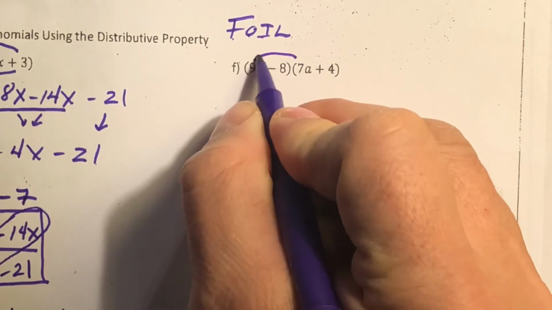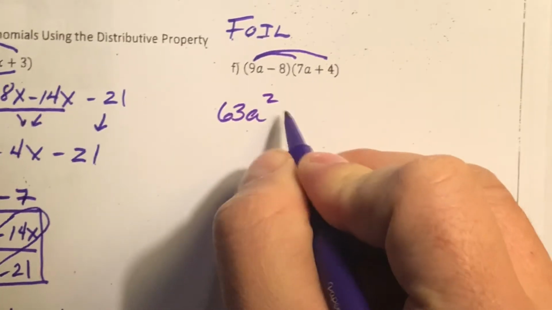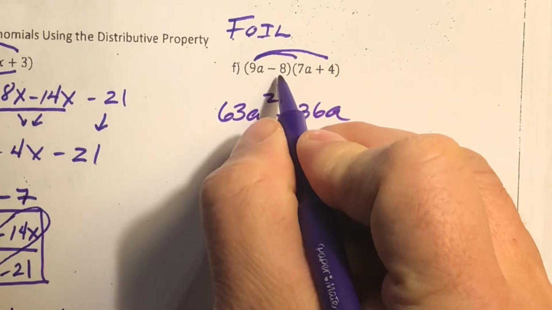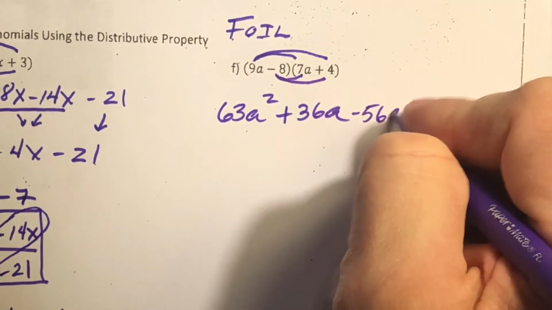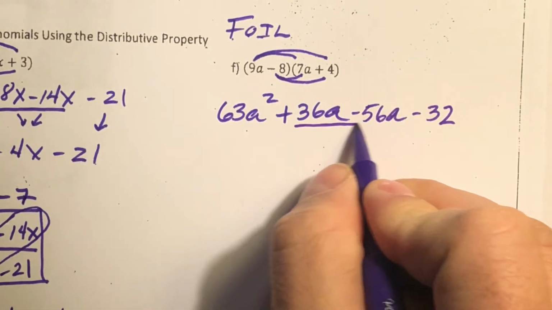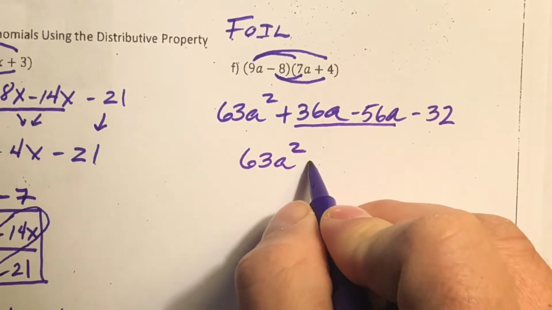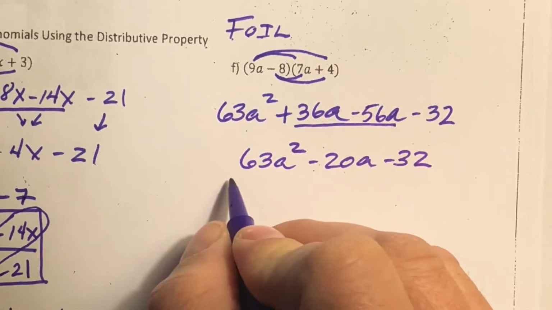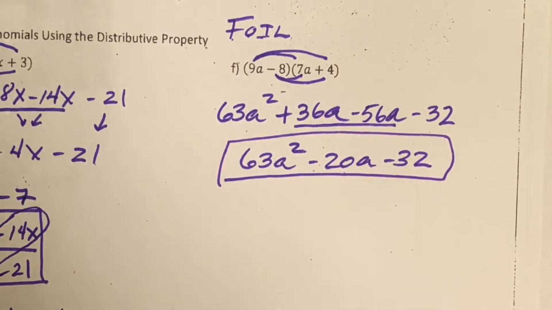So I'm going to distribute, and that's going to give me 63a squared plus 36a. I'm going to multiply that negative 8. I'm going to distribute that. So negative 56a minus 32. These two are alike. So 63a squared minus 20a minus 32. This is the product of multiplying those two together. Those are two binomials.